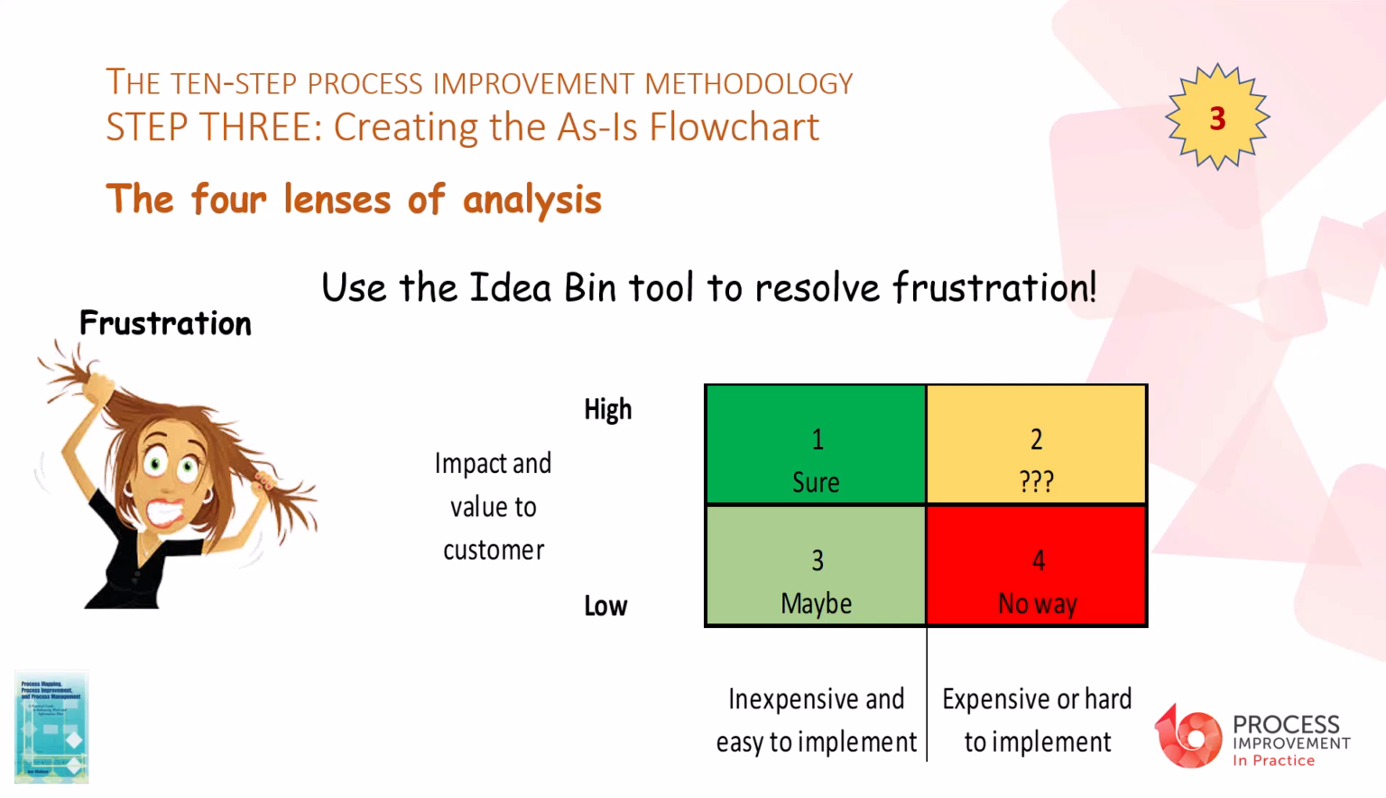Obviously, ideas that land in quadrant 1 are low-hanging fruits that must be implemented right away, while those in quadrant 4 are no-go ones. Ideas in quadrant 2 might need further research to decide on their feasibility, and those in quadrant 3 could be implemented when you are done with quadrant 1 and 2, or as you find appropriate.